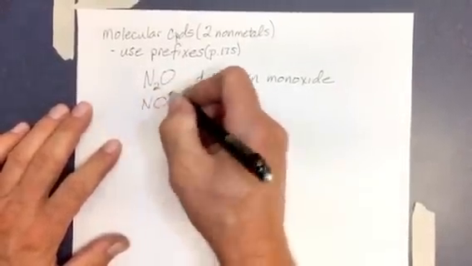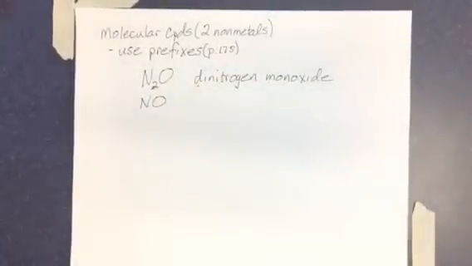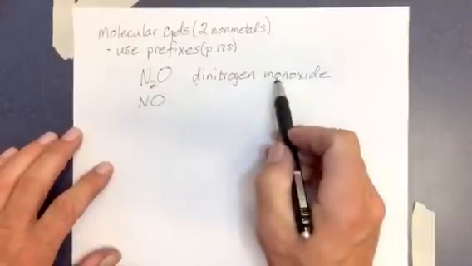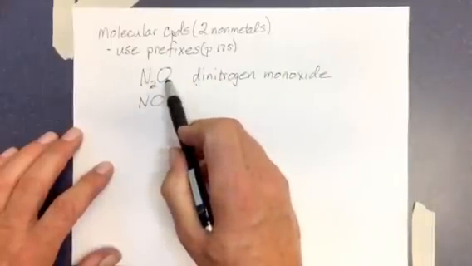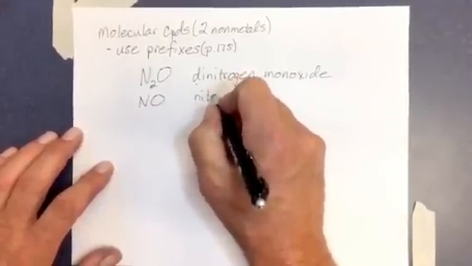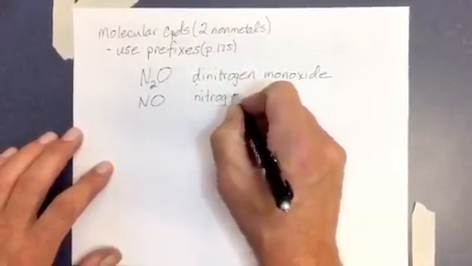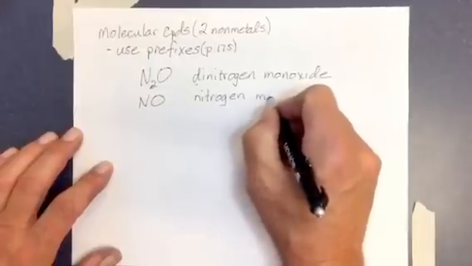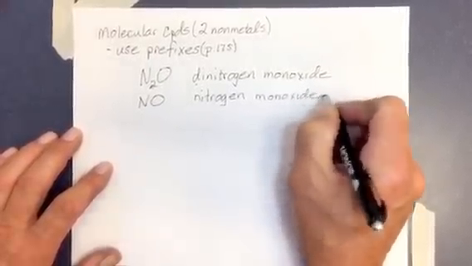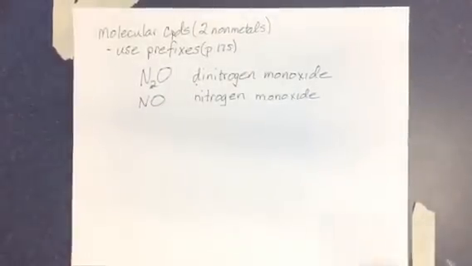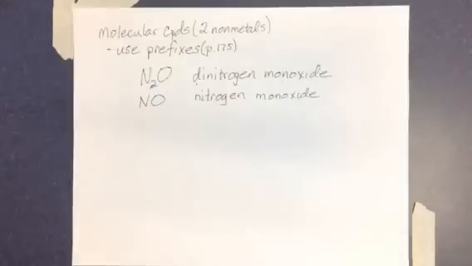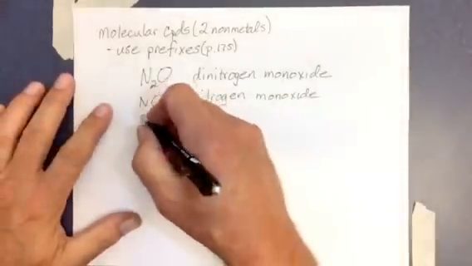So here's another one, NO. Again, nitrogen's a nonmetal, so we have to use prefixes. Now here's a rule for you. Notice we use mono on the second one. We never use mono on the first one. So you would say nitrogen monoxide. So you can see our rule with mono: we use mono on the second one, but never use it on the first element if there's only one of those. I don't know why. I don't make the rules. We're just following them.